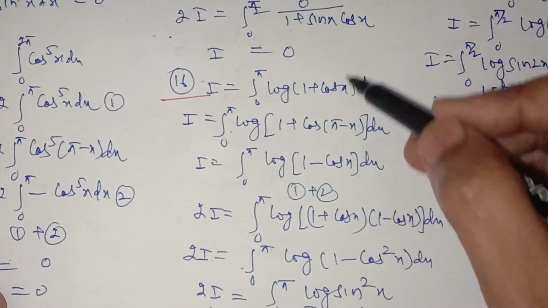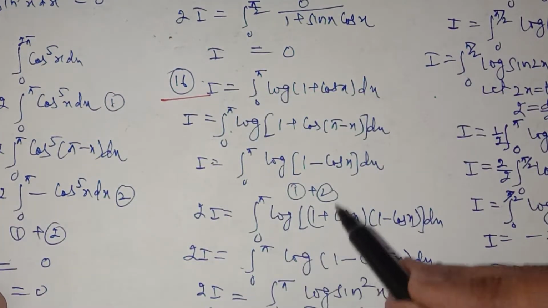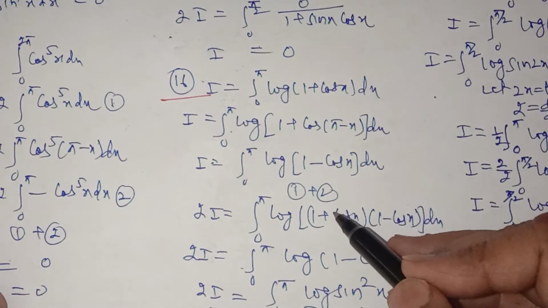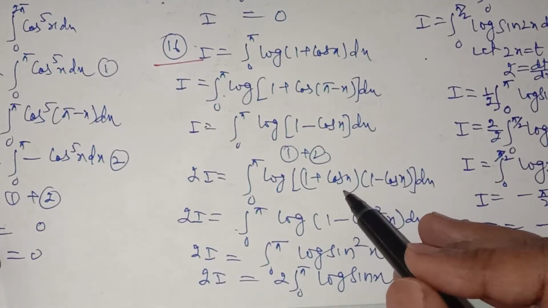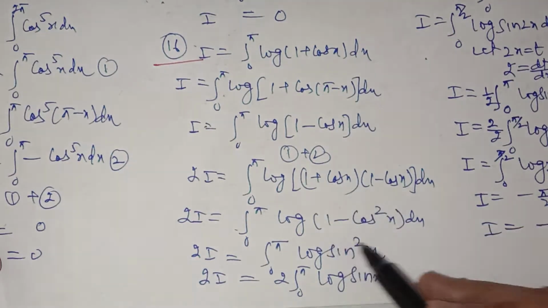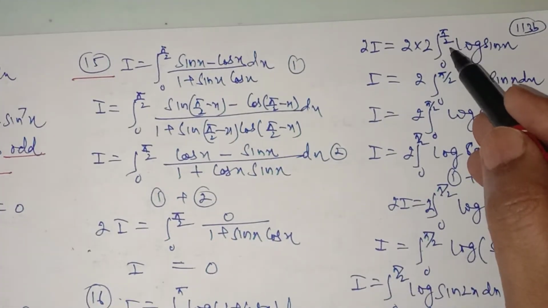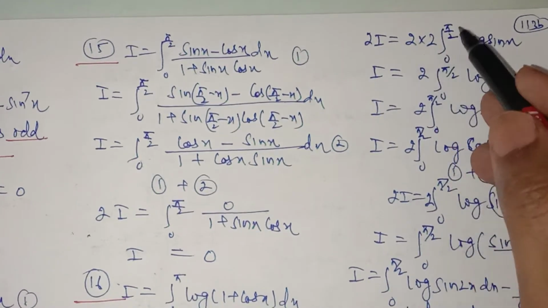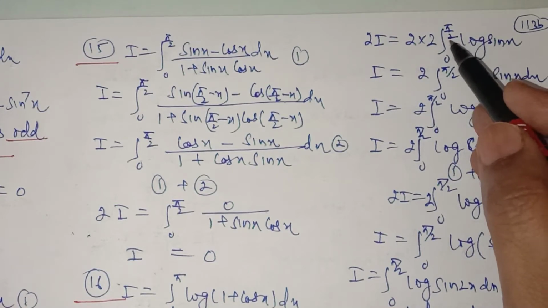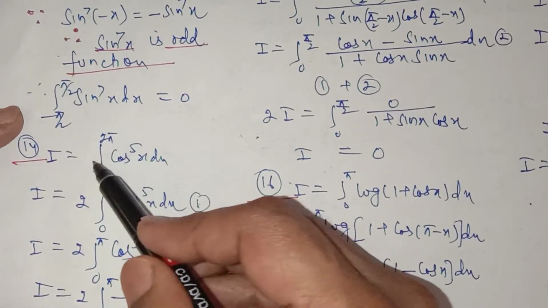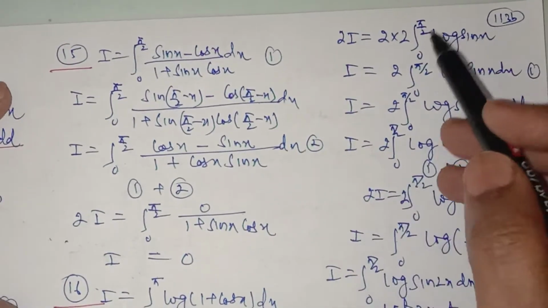So when we add step number 1 and 2, I plus I is 2I, so it is log of 1 plus cos x into 1 minus cos x. On addition, the logs become multiplication. So 1 plus cos into 1 minus cos is 1 minus cos square, which is equal to sine square, and by using the property of the log, 2 will come out here. Now the 2 will cancel out here. Now I have divided the upper limit by 2 and multiplied the value of this integral by 2, as we did in question number 14, where we divided and multiplied by 2. The same property we have used here.